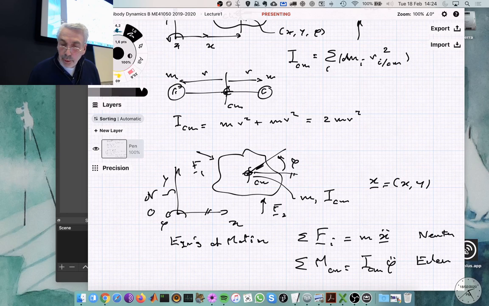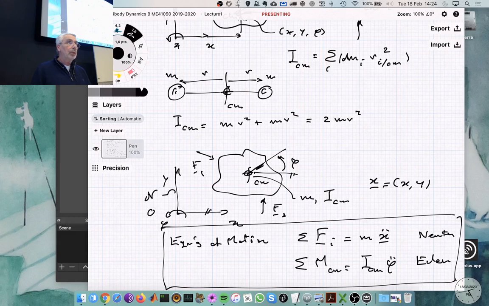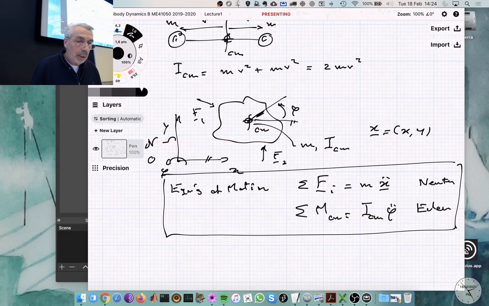Well, almost everything. There's also one little instrument we will need. And so these are, for this rigid body, the equations of motion. There's also another little instrument which we'll need, but let's talk about that after the break.